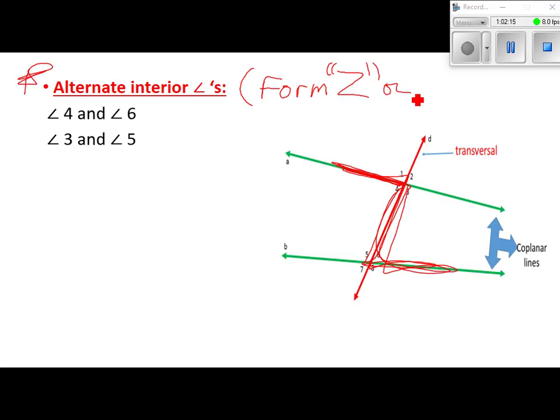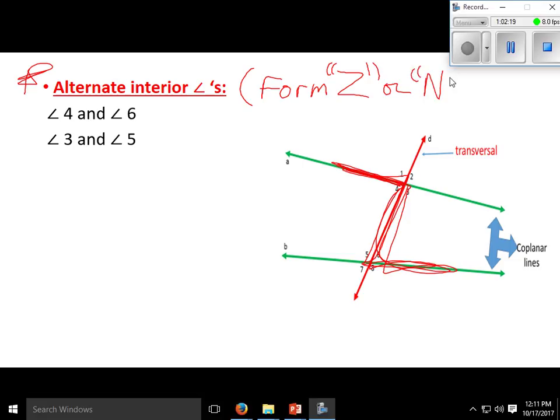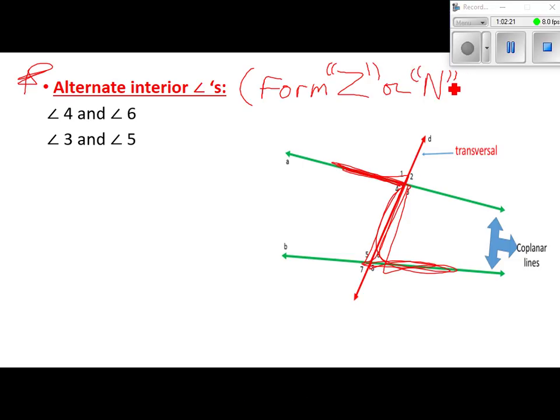or what if it was turned up the other way? It'd be an N. They form a Z or an N. When you trace over them, they form a lightning bolt or a Z or something like that. So you can always tell if you trace the two angles and it looks something like that, hey, those are alternate interior angles.